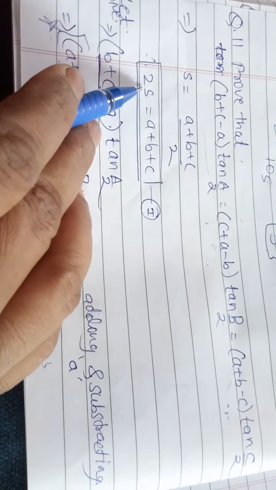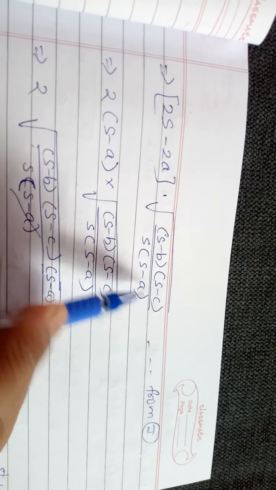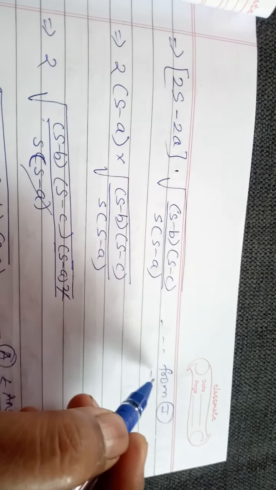Now see, for this a plus b plus c we are going to write 2s. So see here, that is 2s minus 2a, and now here there is tan a by 2. So you know the formula for tan a by 2, it is root of s minus b into s minus c upon s into s minus a. So this we get from the first one.